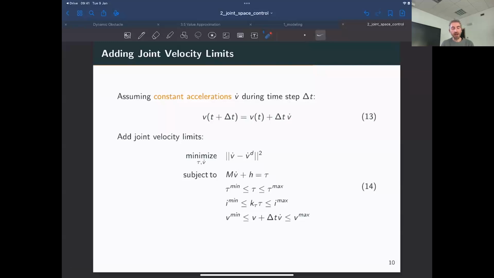So my final least square program is going to look like this. Besides having the dynamics as a constraint, I also have inequalities for the torque limits, for the current limits, and for the joint velocity limits. And all of this doesn't change the form of the problem, which is always a least square program. Okay, so this means that I can solve this optimization problem within 1 millisecond quite easily.